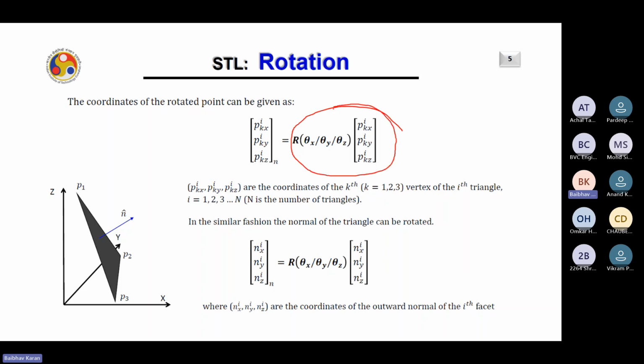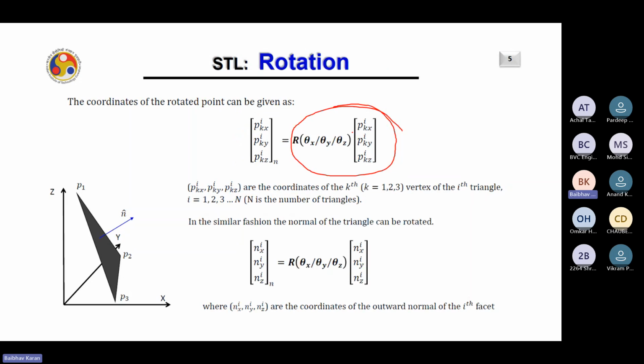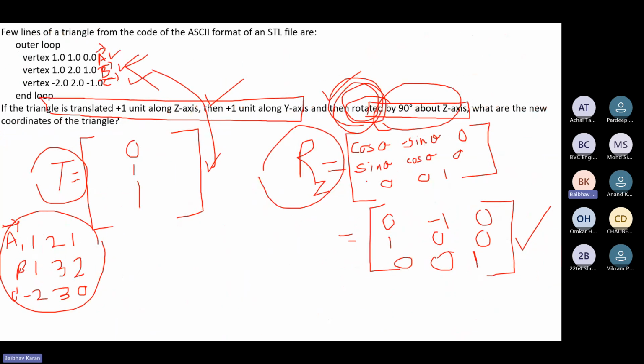You see, this is the translation which is added to the matrix. But while rotation, here is the multiplication. Rotation is multiplied with the matrix. So what do you have to do? This is your new matrix, 1, 2, 1.